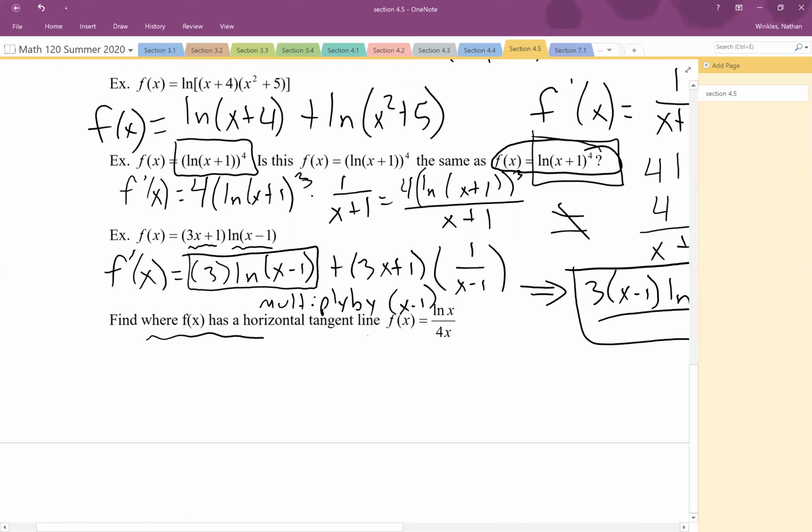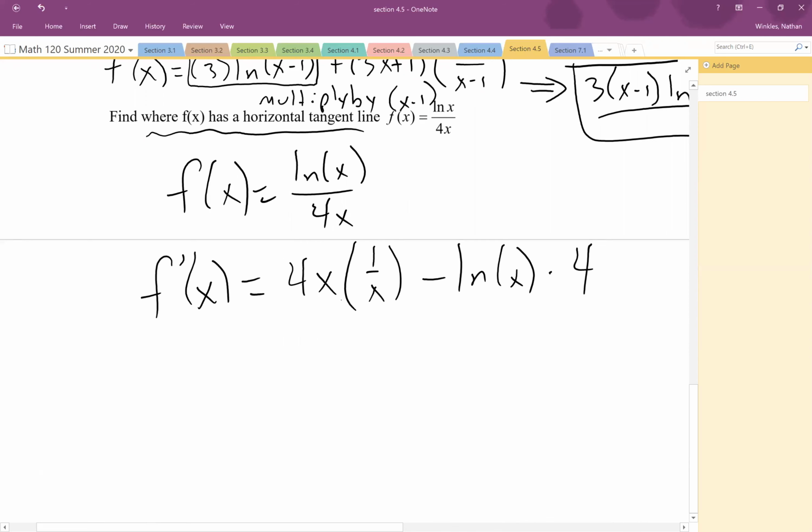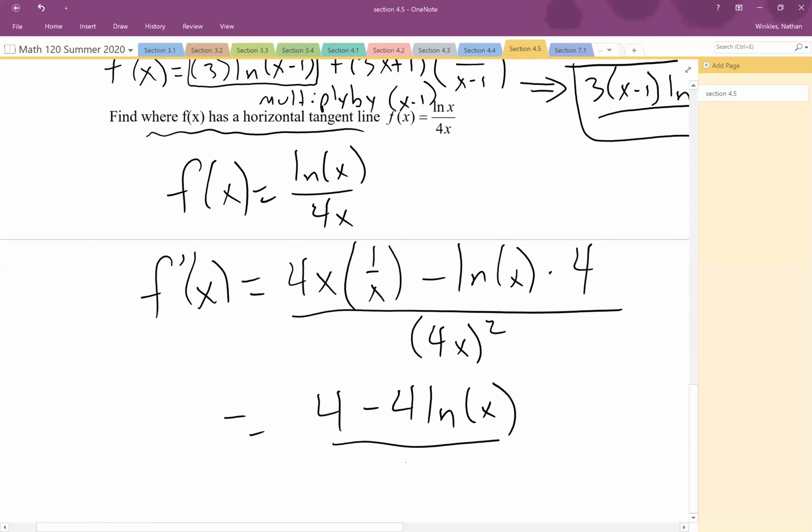So this next one we're looking where it has a horizontal tangent line. So if we have f of x equals natural log of x over 4x, we're going to need its derivative. So f prime of x is equal to low times the derivative of the top, which is 1 over x, minus the top times the derivative of the bottom, all over the bottom squared. So we get 4 minus 4 ln x over 16x squared.